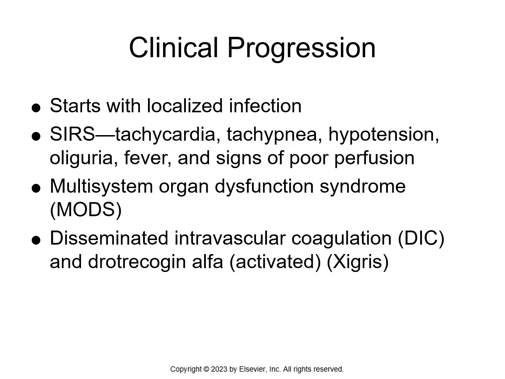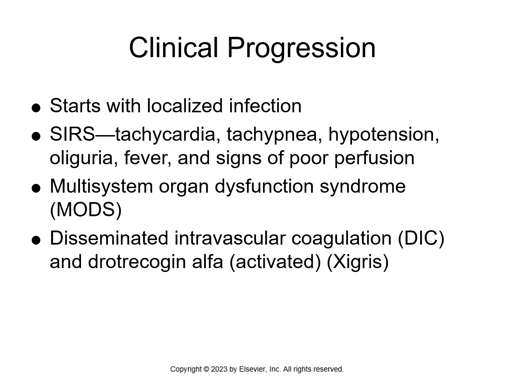So the clinical progression, it starts with a localized infection that leads to SIRS, which we'll see tachycardia, tachypnea, hypotension, oliguria. If you're not sure what that means, look it up. You need to know these terms: fever and signs of poor perfusion. If we don't turn it around here, it leads us to MODS, which is multisystem organ dysfunction syndrome. At this point, we're starting to see our organs be affected and shut down. That will lead us to disseminated intravascular coagulation, which is DIC. I've mentioned it a couple times.